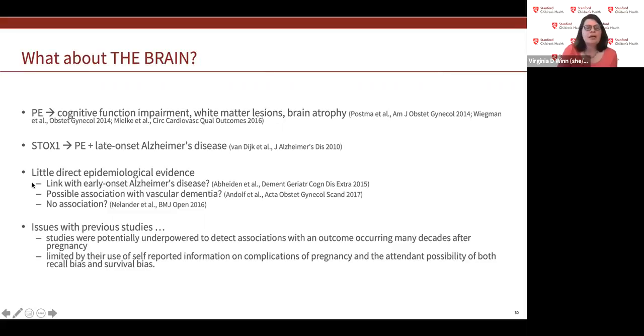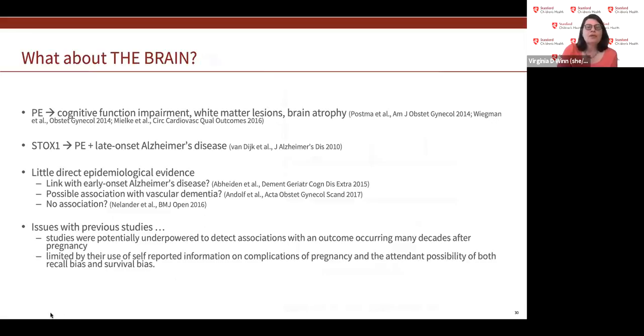But there are other studies that have not seen a link with early onset disease and possible vascular association, or no association. Many of these studies were potentially underpowered to detect the outcome, and a lot of this is self-report and is complicated by recall bias as well as survival bias.